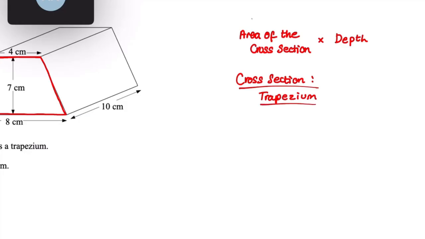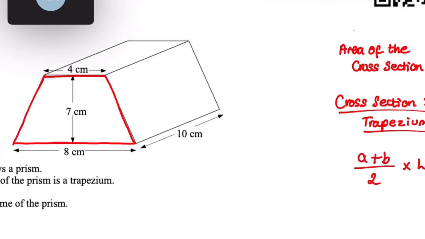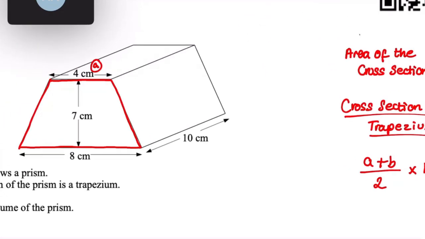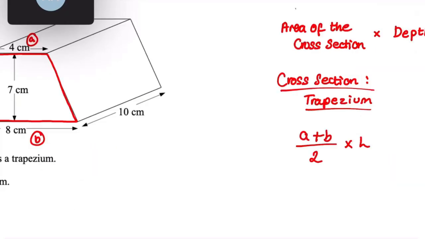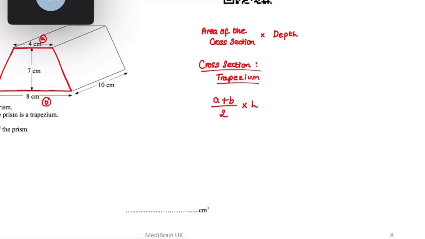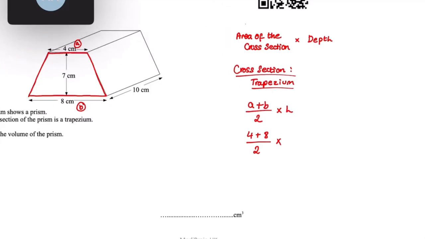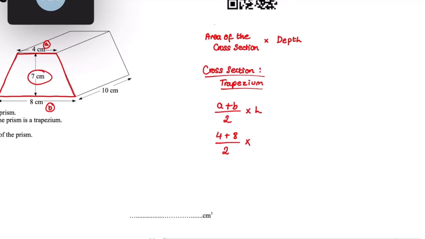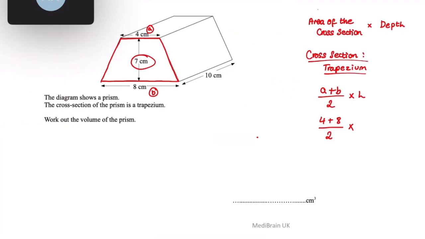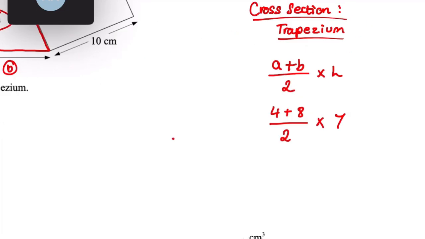Okay, and how do we work out the area? The area of a trapezium, we do a plus b divided by 2 multiplied by the height. And a and b are the two parallel sides in any order. So we'll just label this as a and this is b. So all we're going to do is 4 add 8 divided by 2, and then we're going to multiply by the height. Now the height is just 7 centimeters, as you can see there. Okay, so we're just going to multiply it by 7.